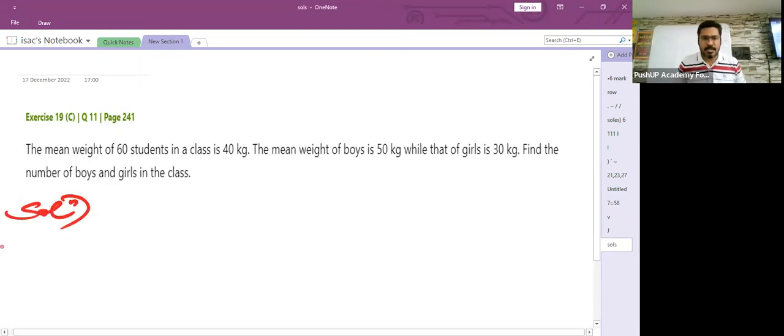The mean weight of 60 students in a class is 40. The mean weight of boys is 50 kg, while that of girls is 30. Find the number of boys and girls in the class.